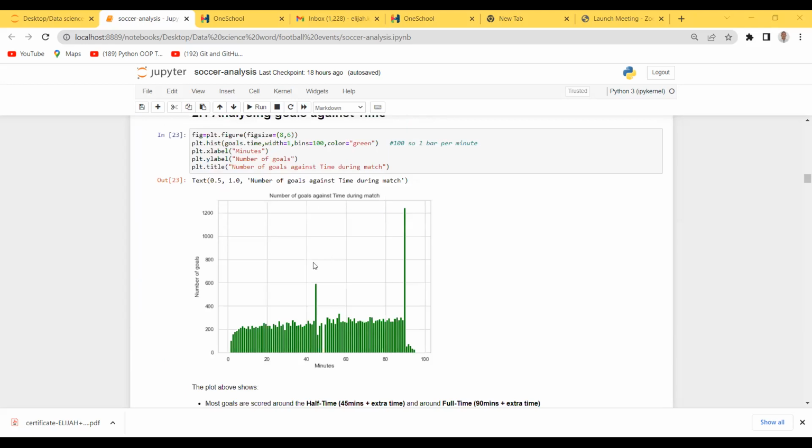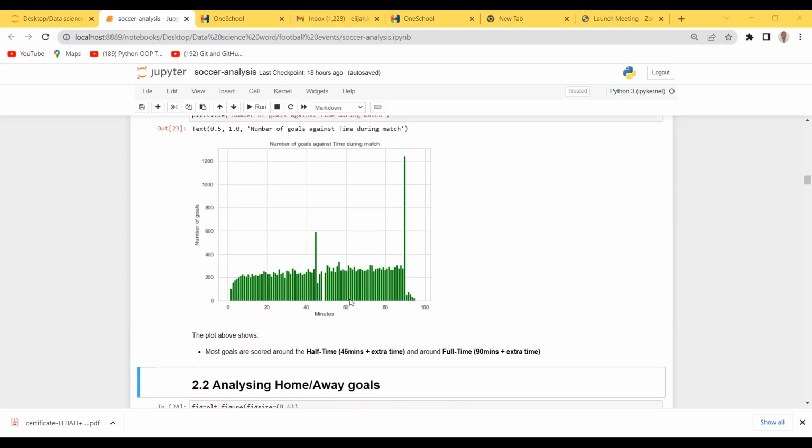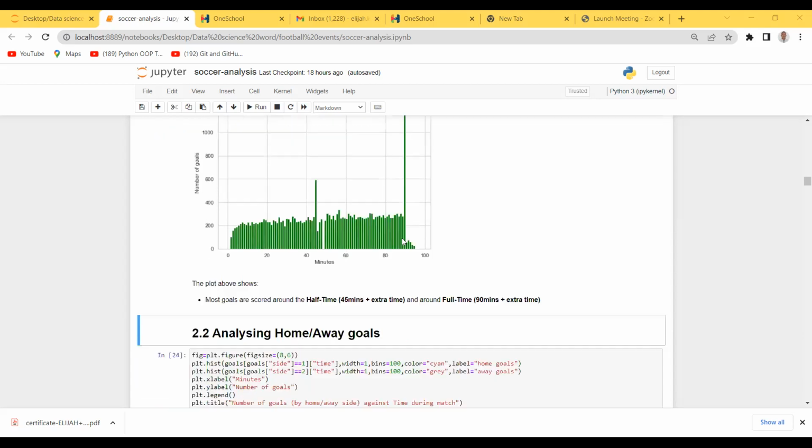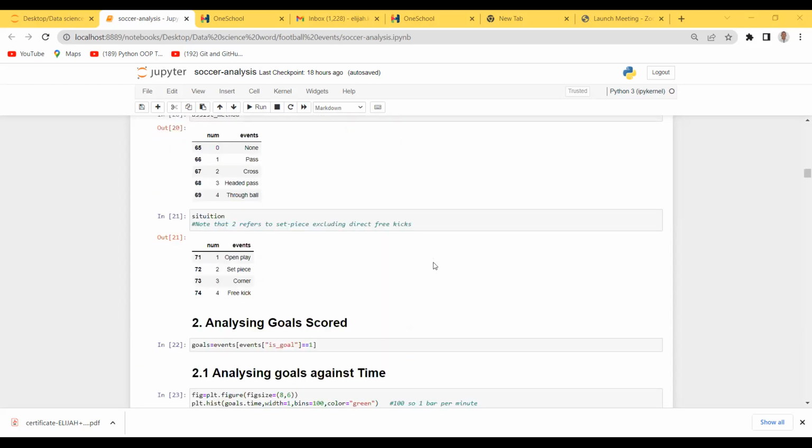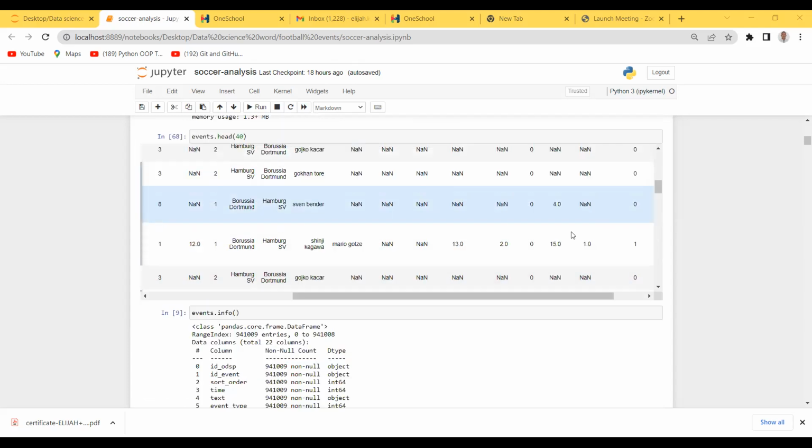As you can see, most goals are scored around half time, 45 minutes plus extra time. This is the number of goals against the minutes. At around 45 plus extra time, that is when the goals start increasing. But the highest number of goals are scored at 90 plus extra time. Do you see? So when we look at things like this, we can understand what this data is trying to talk about.